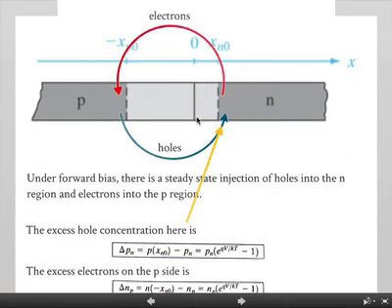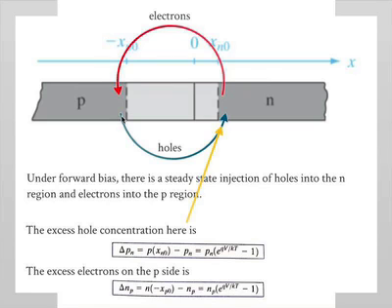Okay, so again, the picture to look at is that the holes get injected from the p-type to the n-type, the electrons get injected from the n-type to the p-type. Under forward bias, there's a steady state injection of holes into the N region, electrons into the P region. And of course, we can calculate the excess hole concentration and excess electron concentration by looking at the applied voltage.